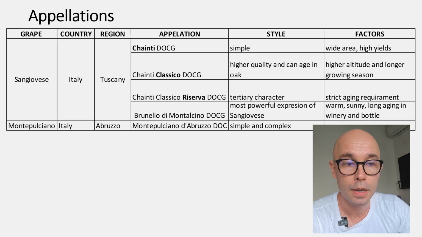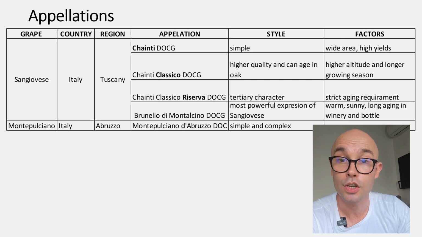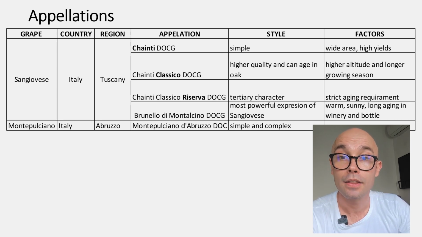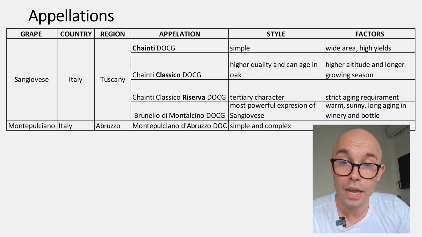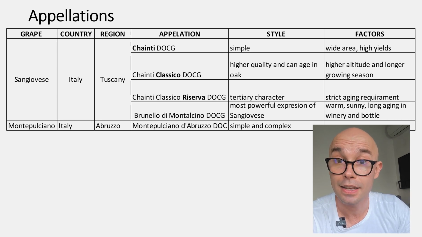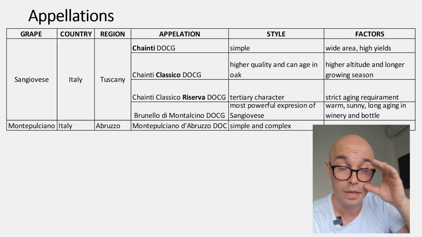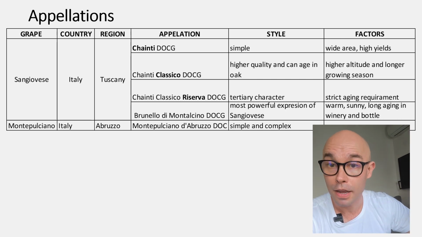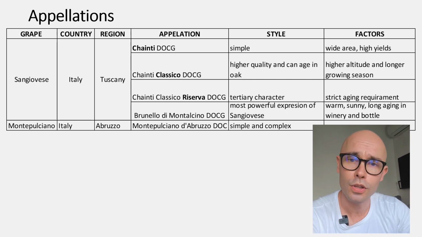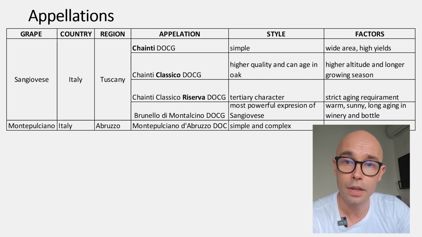Montepulciano grape comes from the region of Abruzzo. The only appellation that you need to know is Montepulciano di Abruzzo. So in Italy you're going to see a lot of appellations named by the combination of the grape name, which in this case is Montepulciano, and connected with the location where it's coming from. In this case it's the whole region of Abruzzo, so it means the grapes can be picked from anywhere in Abruzzo.